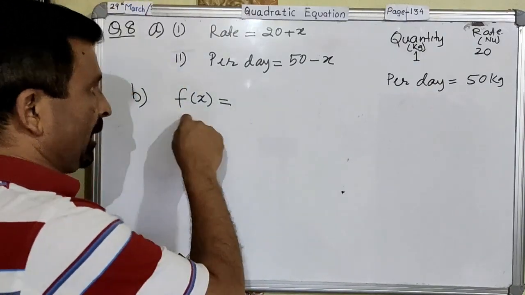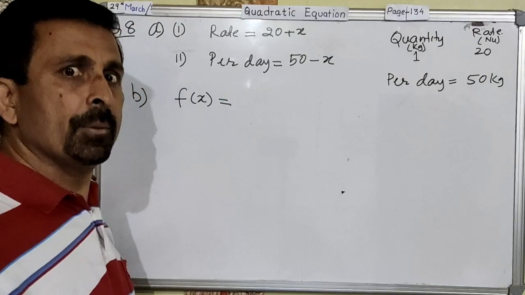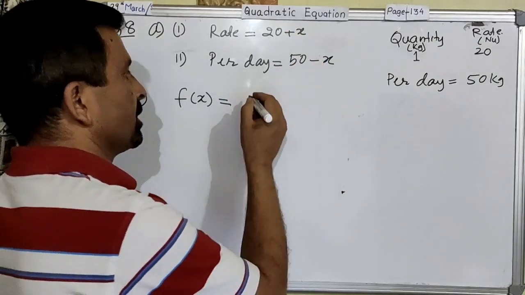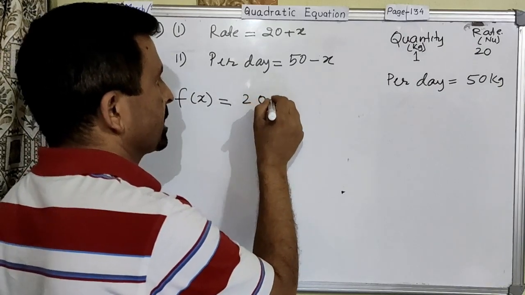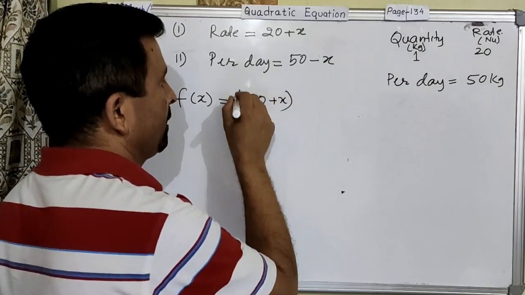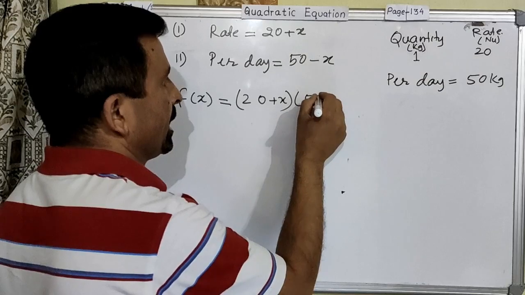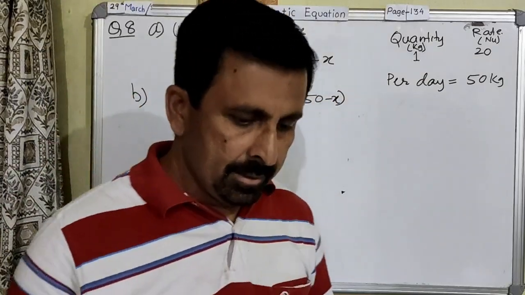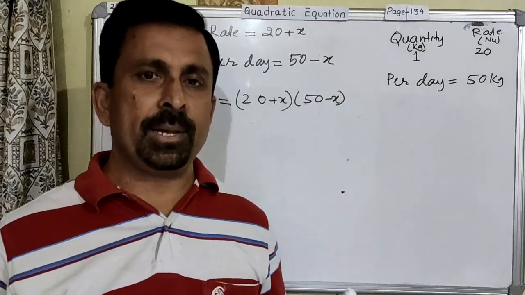So this f(x) is the income received from the sale, and therefore this will be the product of this and this quantity. So this becomes (20 plus x) and then (50 minus x). Did you get it? So this is your part B.